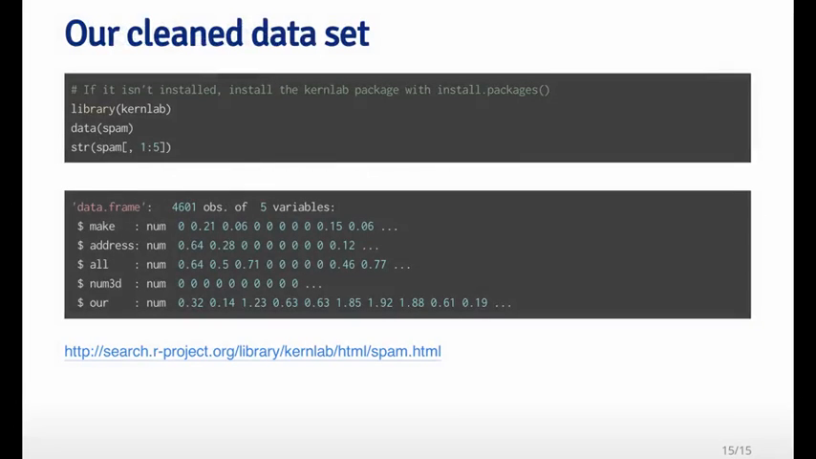So here's our clean data set that we're going to use for this example. It's already been cleaned for us in the KernLab package, and I've just shown you the first 5 variables here. There are many other variables in the data set, but you can see that there's 4,601 observations of the 5 variables. And I put the link here. You can see the help page that shows you where the data set came from and how it was processed.